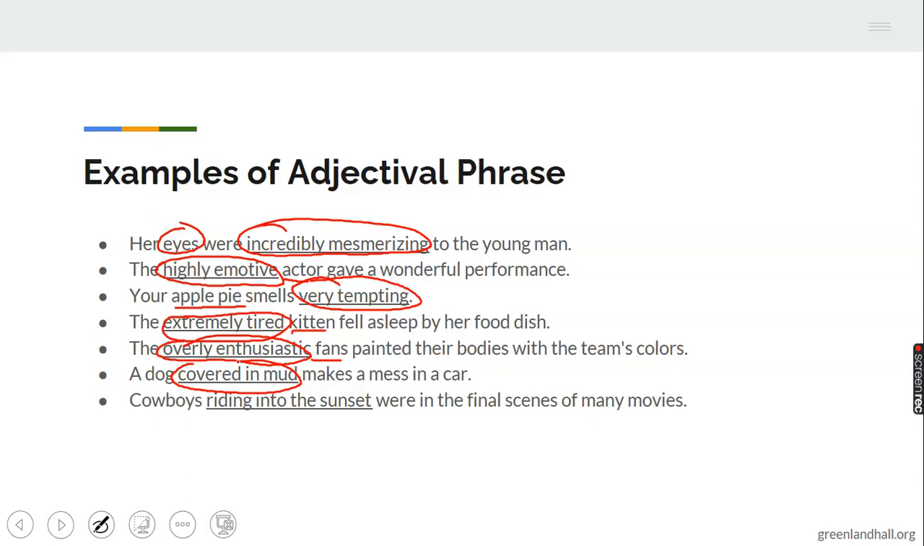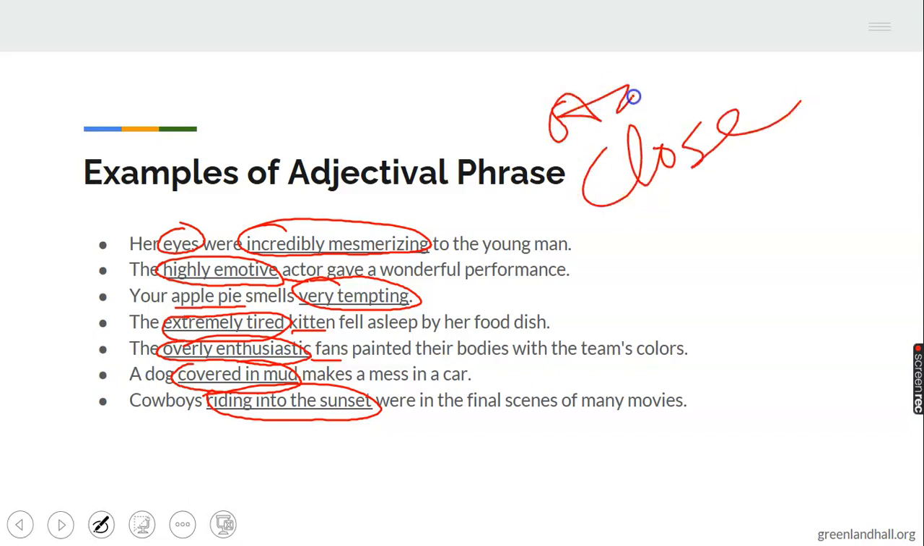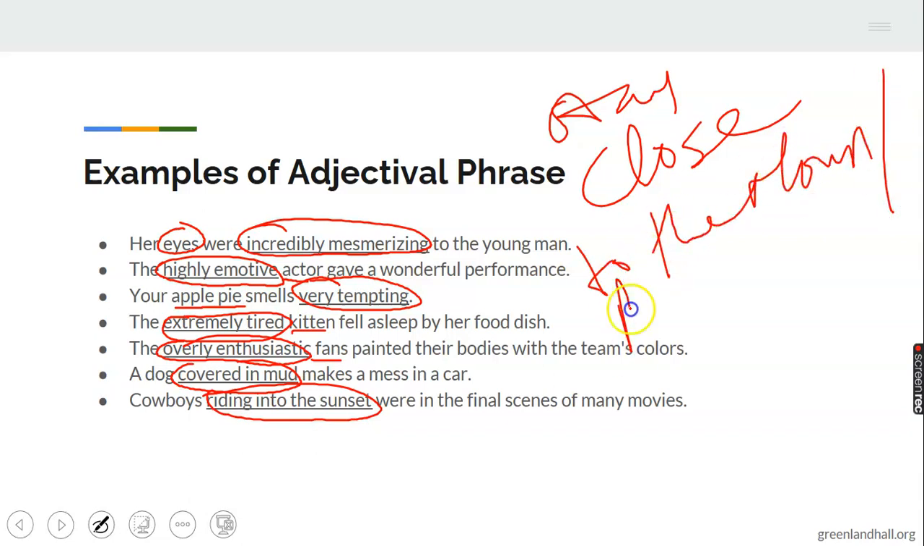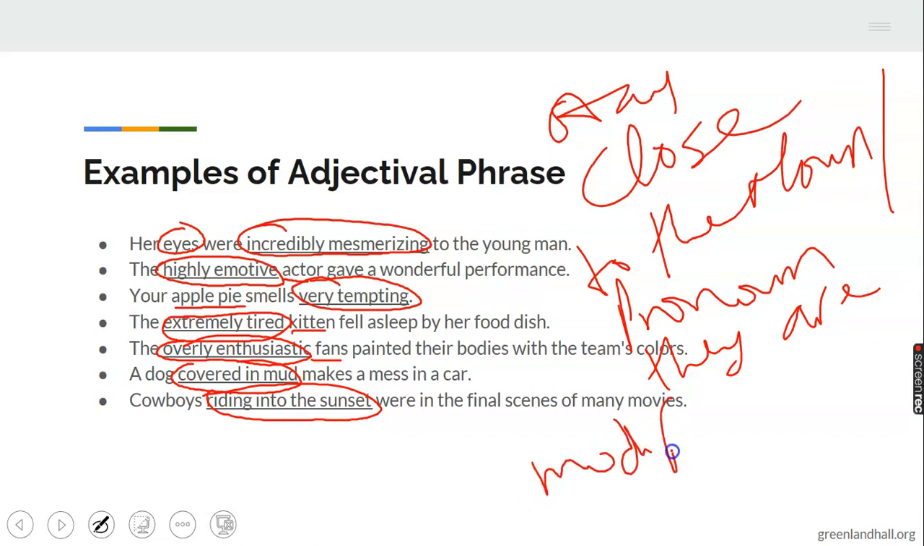And lastly, cowboys riding into the sunset. Which ones? Which cowboys? The ones riding into the sunset. Let me give you a clue as regards adjectival phrases. They stay close to the noun or pronoun they are modifying or qualifying. They stay very close to it. So you can see from all these examples that they stay very close to it.